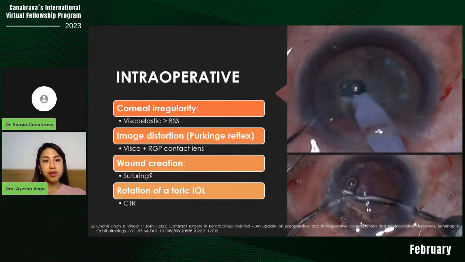Also, to remember the wound creation, the use of suturing to make the anterior chamber more stable is still under discussion. And also, as I mentioned before, using the capsular tension ring to prevent IOL rotation.